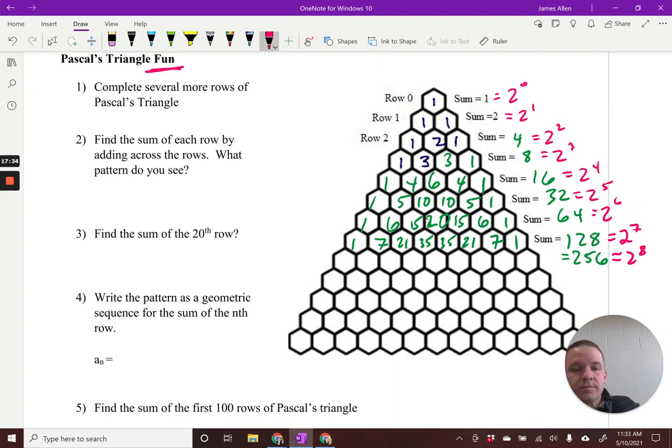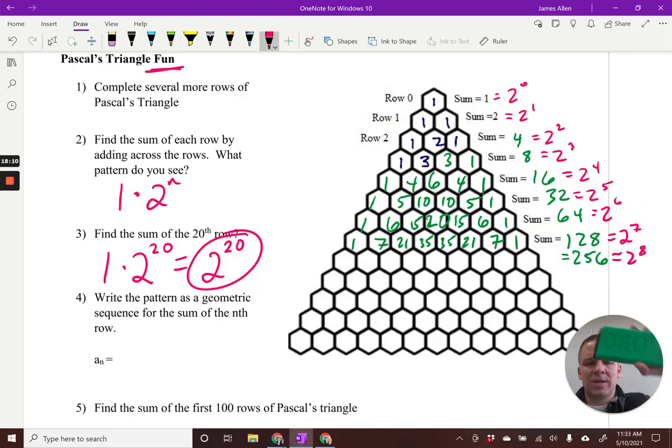Okay, so we got something going here. So the pattern we see is if we start with 1 for our first, then it's multiplied by 2 to the n. Right? So find the sum of the 20th row. And again, n would be our row number, starting with row 0, not row 1. Find the sum of the 20th row. Well, I would just have 1 times 2 to the 20th. We'll just leave it as 2 to the 20th.